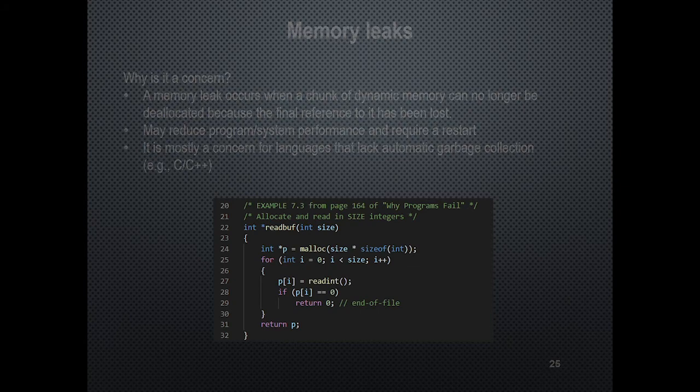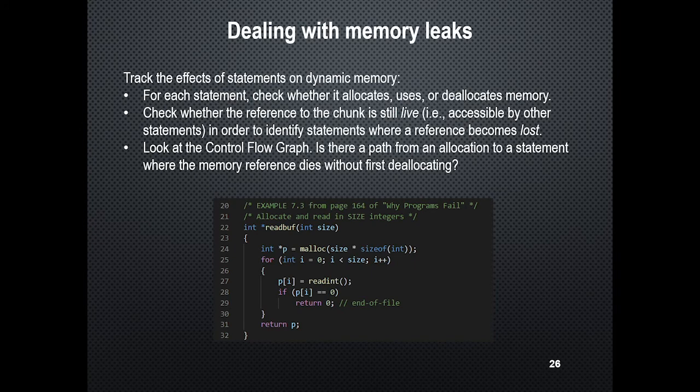So how can we deal with memory leaks? How can we identify them? Well, you can do that by tracking the effects of statements on dynamic memory. For each statement, check whether it allocates, uses, or deallocates memory. You can also check whether the reference to that chunk of memory is still live, meaning it's accessible by other statements, in order to identify statements where a reference becomes lost. Also, look at the control flow graph. Is there a path from an allocation to a statement where the memory reference dies without first deallocating? That would be a memory leak.